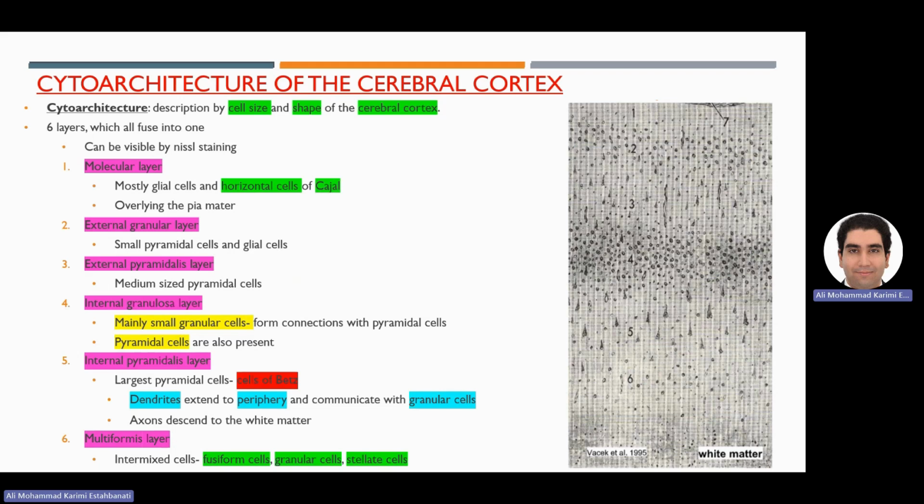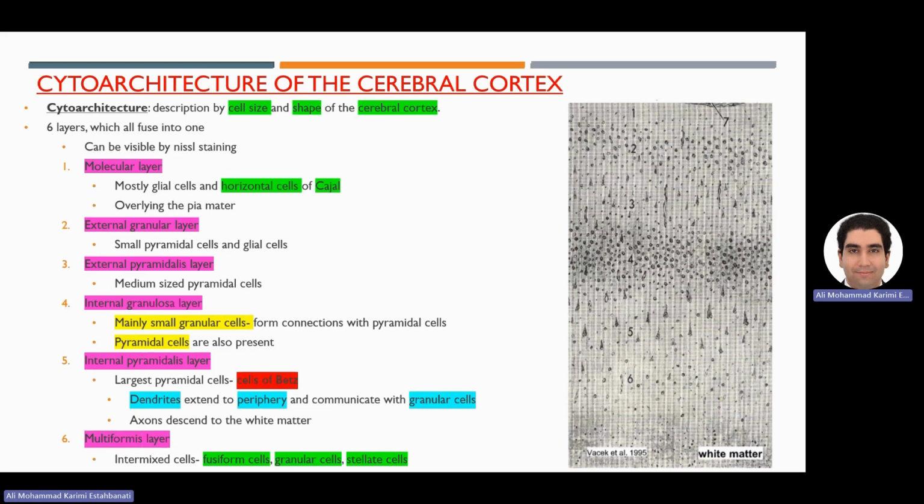Now, the external pyramidal layer has medium-sized pyramidal cells. I know you guys are going to read quite a lot of other cells in that area, but I don't believe you need to mention them. Small, medium-sized pyramidal cells is enough for this area. And then for the internal granular layer, obviously, granule cells are there, small granule cells, and they're connecting the pyramidal cells together. However, you need to remember that there are some pyramidal cells in that area too.